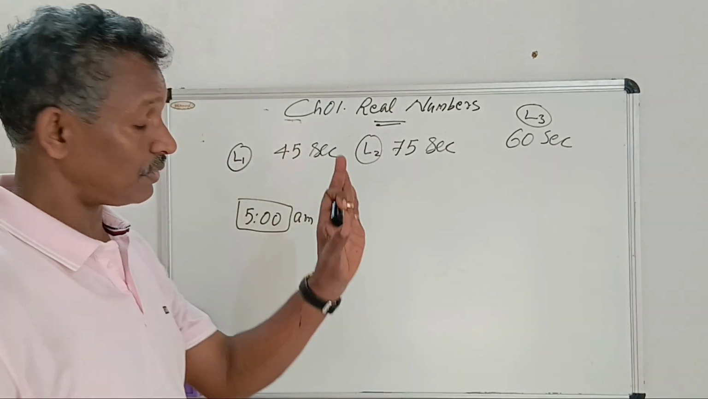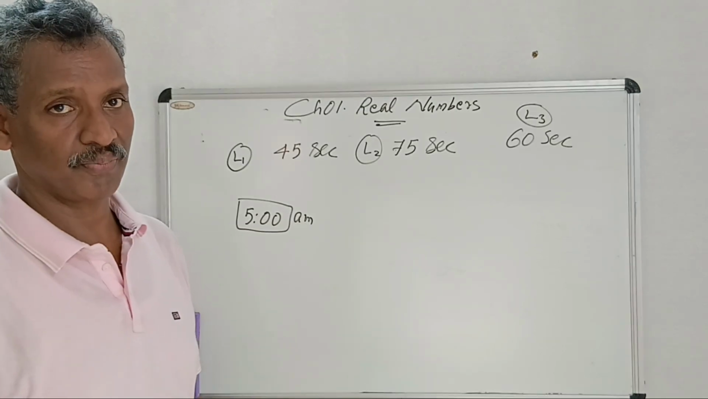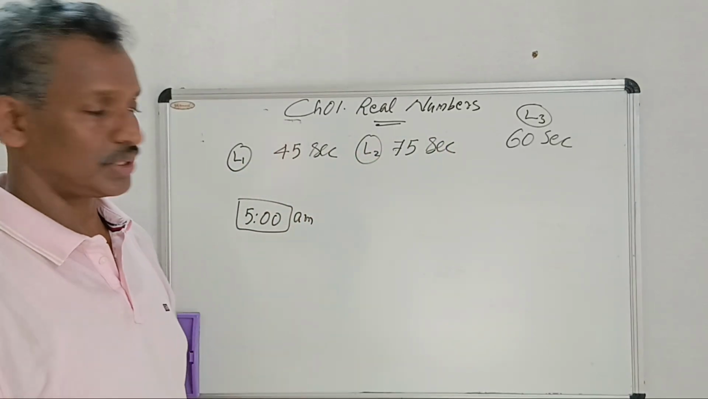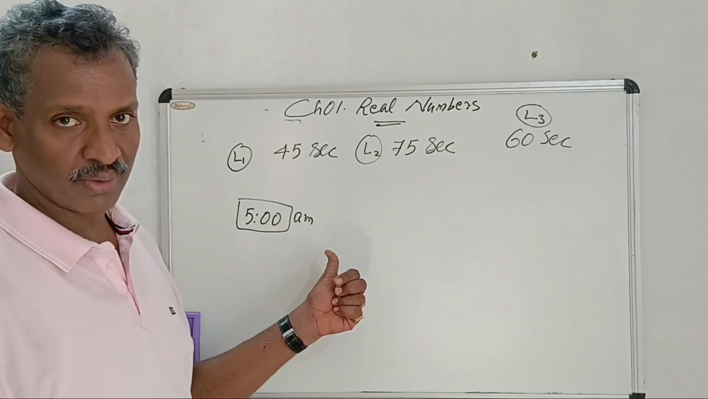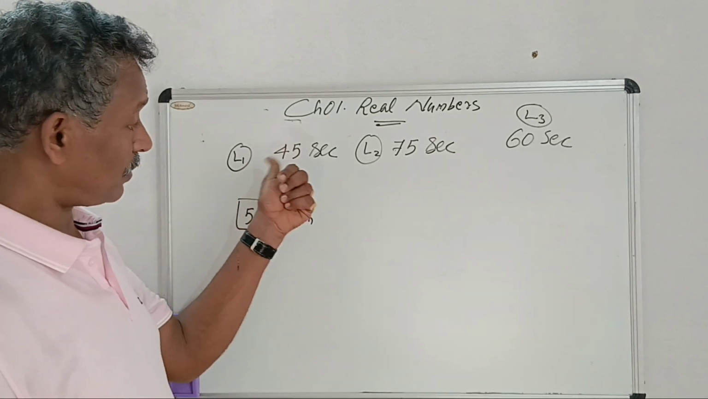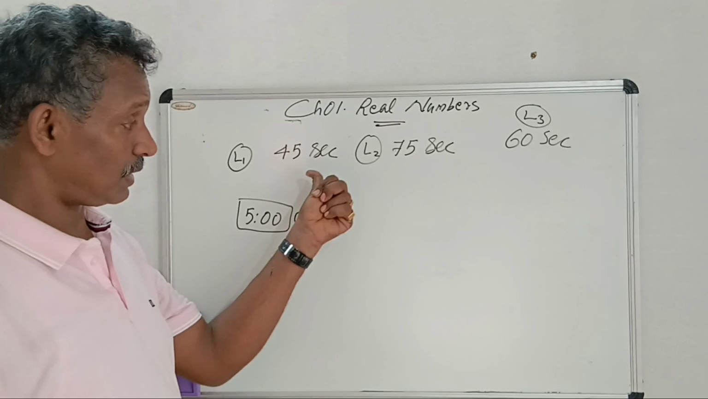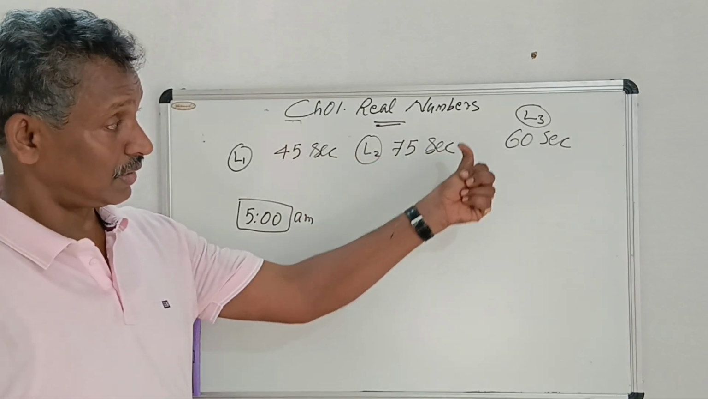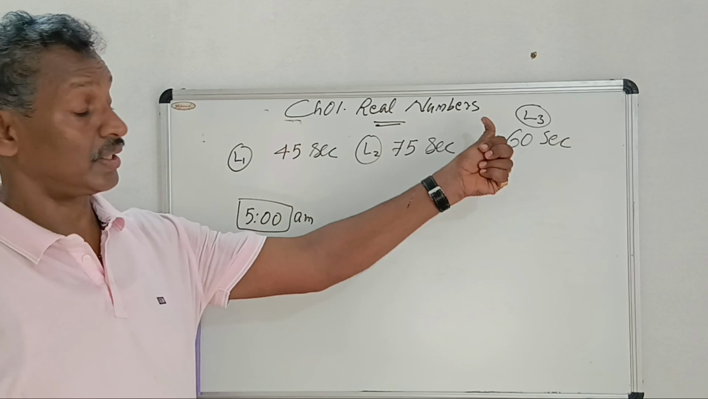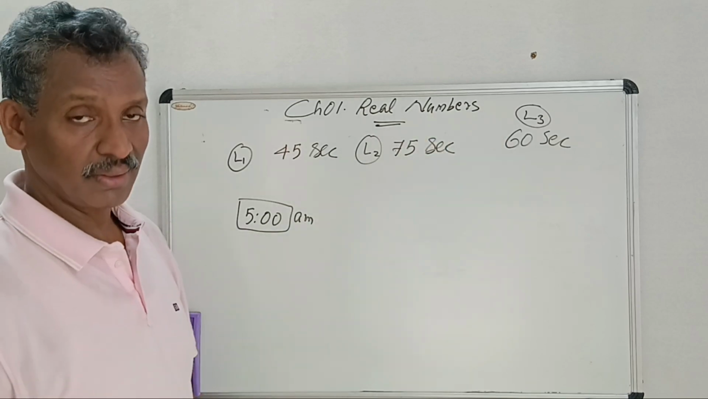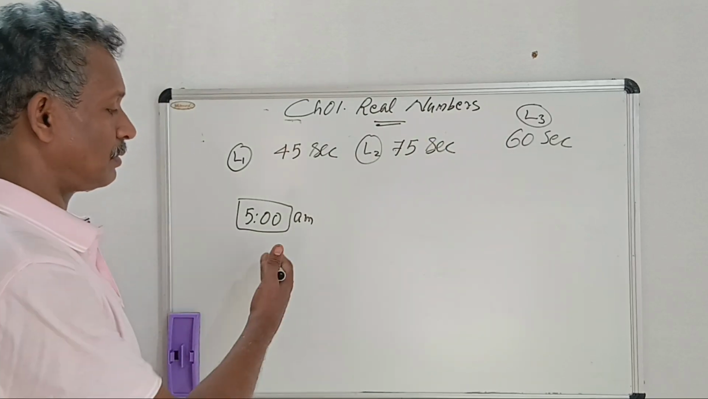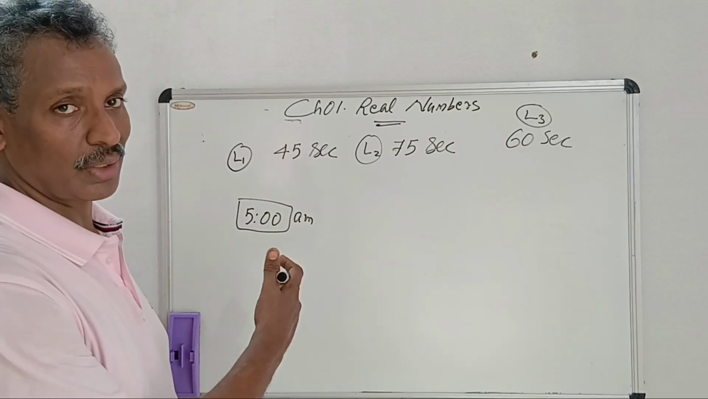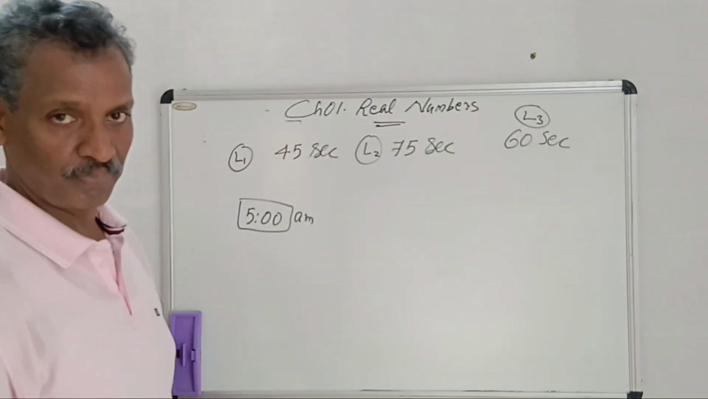Instead of light, it may be an alarm also. Alarm, first alarm, second alarm, third alarm. All 3 buzz together at 5 a.m. Suppose the first alarm rings after every 45 seconds, the second one rings every 75 seconds, the third alarm rings after every 60 seconds. Then after what time, after 5 a.m., will they ring together or light together?